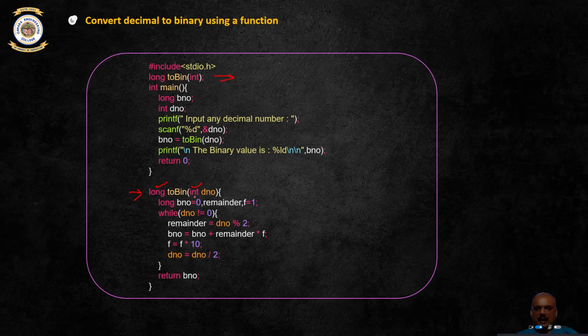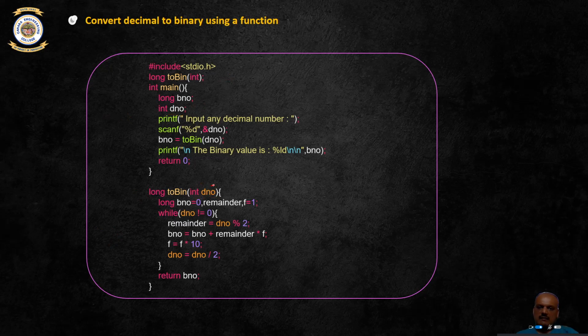So one of the input parameters is int, and I have dnum as the input. Mind you, this dnum is local to this function. So these are two different things. What gets passed into this dnum is the value of the dnum in main, but they are two different things. That's why I gave a different color code out there.